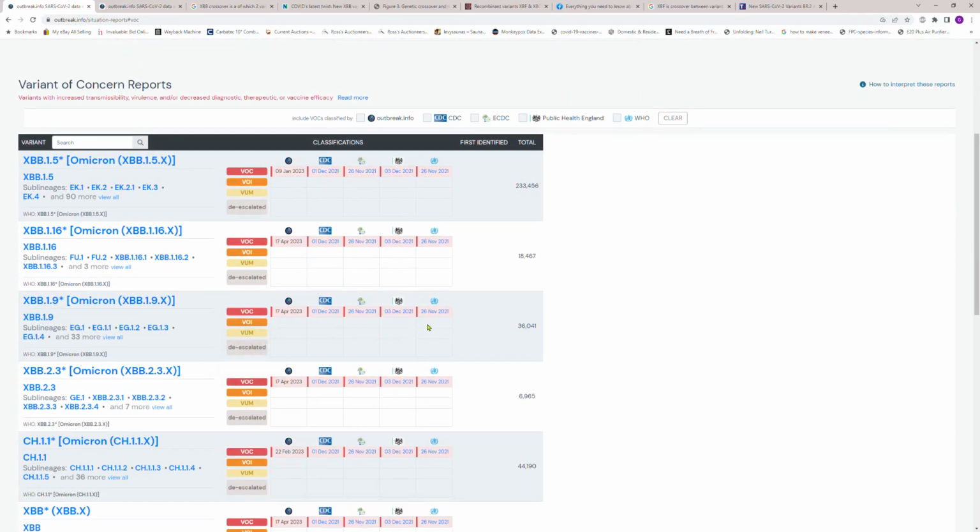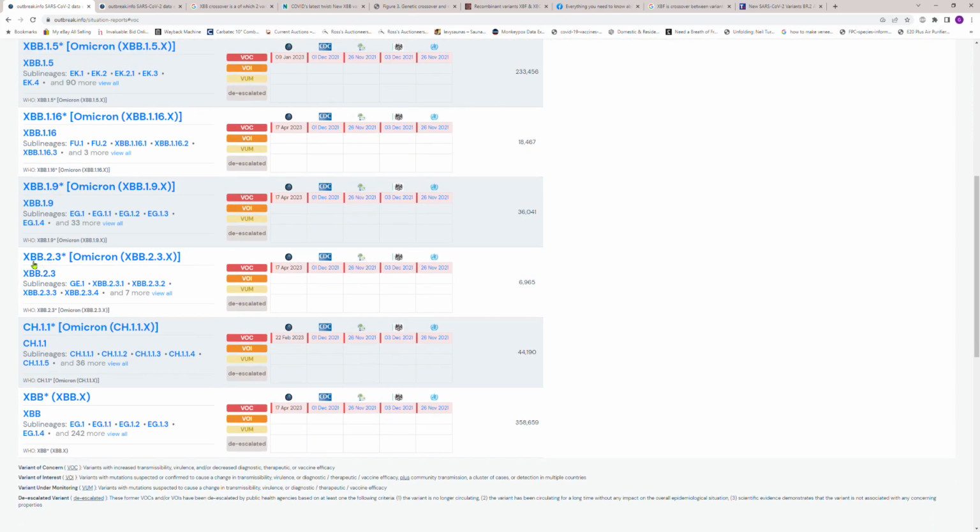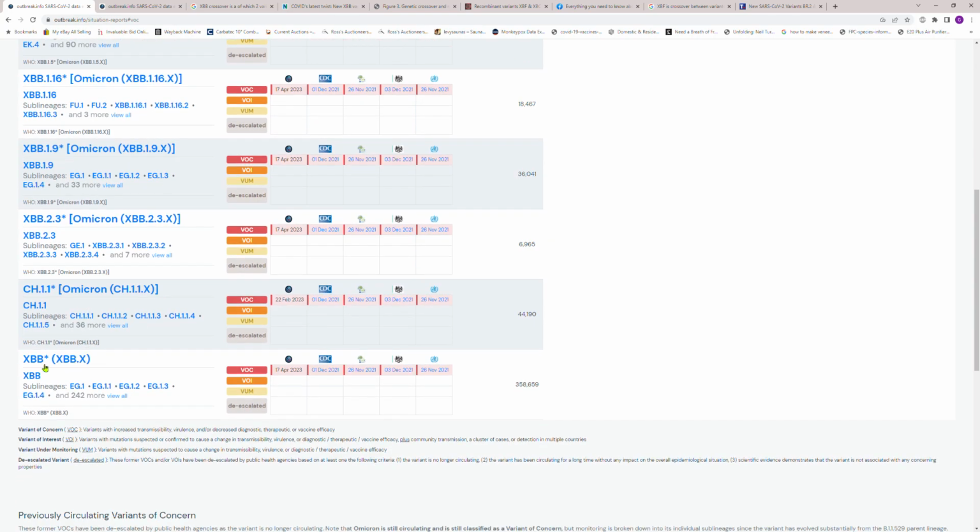Okay, I just want to go through the updates on the COVID SARS-CoV-2 variants which are prevalent at the moment. The listed variants of concern are the following: XBB.1.5, XBB.1.16, XBB.1.9, XBB.2.3, CH.1.1, which I believe is offspring from a variant of concern before, which was called BA.2.75, and then we got XBB.